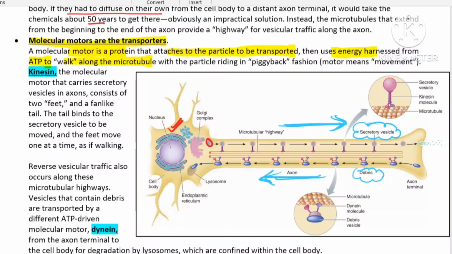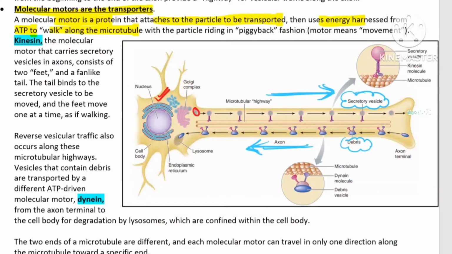Now, two types of motor proteins are there. One is kinesin. Kinesin takes the vesicle away from the cell body. Another is the dynein molecule, which brings the material towards the cell body. Clear? One is kinesin, which takes the material away from the cell body. So kinesin is a molecular motor which carries secretory vesicles, and it has two feet and a tail. Understand the diagram: these are the two feet-like structures and this is the tail where the secretory vesicle is attached. The secretory vesicle is attached to the tail and it uses its feet to walk along the microtubule, and the energy is derived by the hydrolysis of ATP.